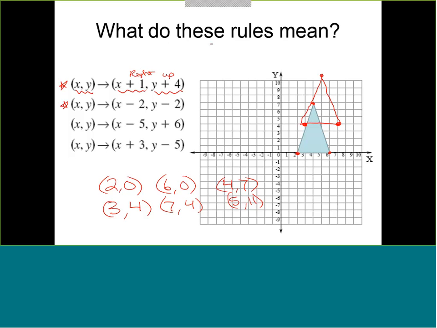The next rule, so this one's telling you to take each coordinate or take the entire shape and move it to the left 2 units and move it down 2 units. Our next one here is telling us to take the shape and move it to the left 5 units and move it up 6 units. And then the last one, if we just change that to words, it's telling us to take your shape or your coordinates and move them to the right 3 units and move them down 5 units.